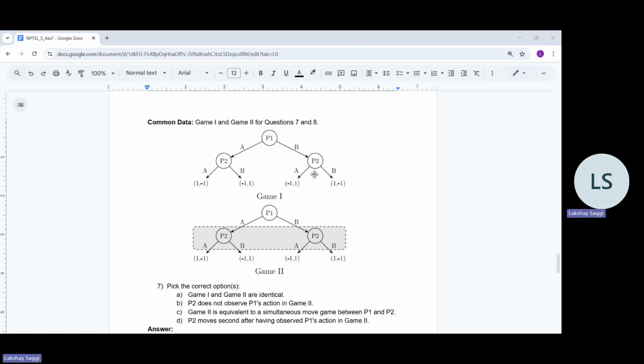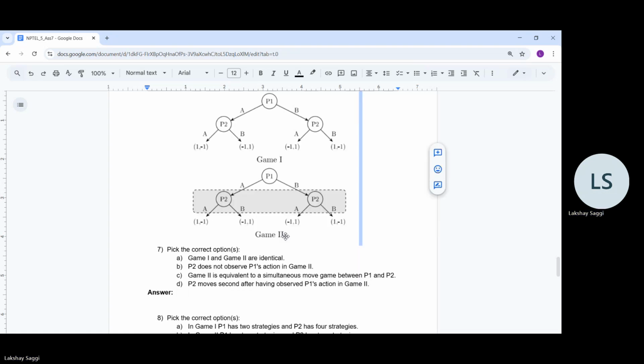So sorry for the break. So just changing the information sets made the game, which earlier was a dynamic game, now kind of a simultaneous game. So game two can be thought of as a simultaneous game. The question says to pick the correct options. It says that game one and game two are identical. Actually, this is not correct. Maybe we'll go option by option. Option A says that the games are identical, so this is incorrect.